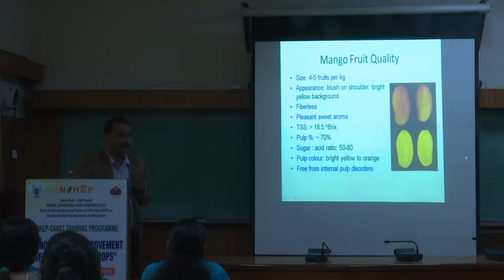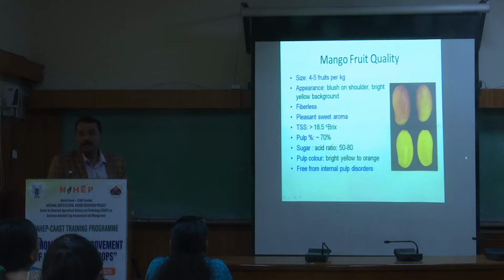Then appearance is there. Here I want to tell that if we talk about the consumer preference of Indian origin or from neighboring countries, our preference is somewhat different. What people prefer in mango from American, Japanese or European consumers' point of view is somewhat different from what we like in case of mango. We like very sweet varieties, but they don't like very sweet varieties. They like less sweet, and there should be a blend of sugar and acid.